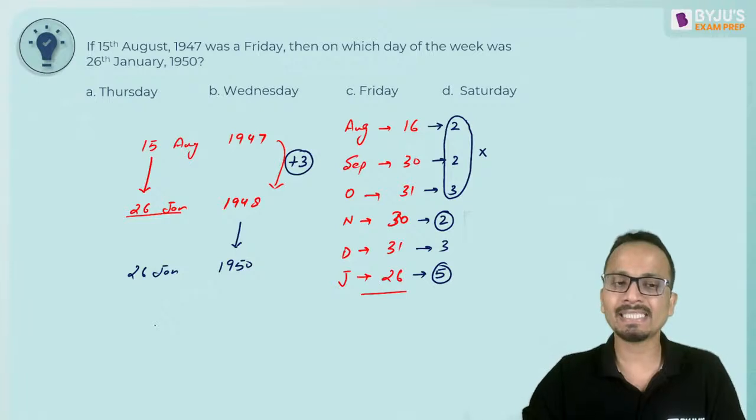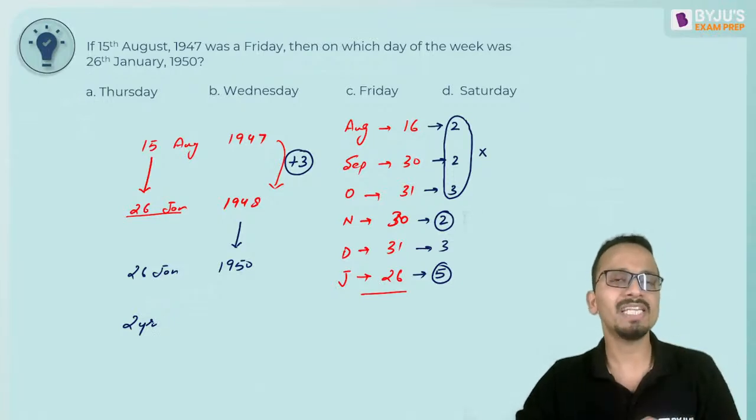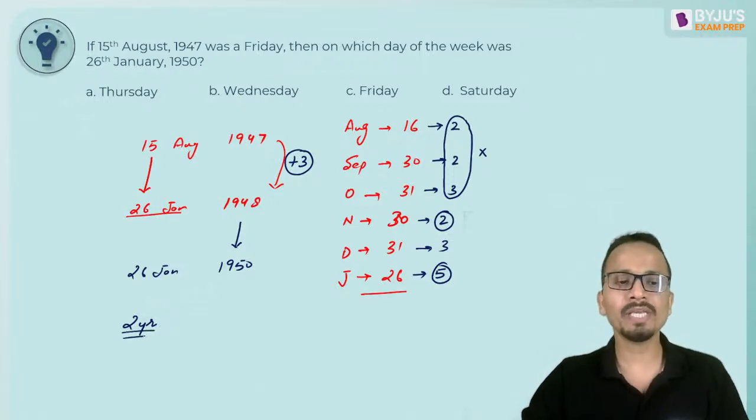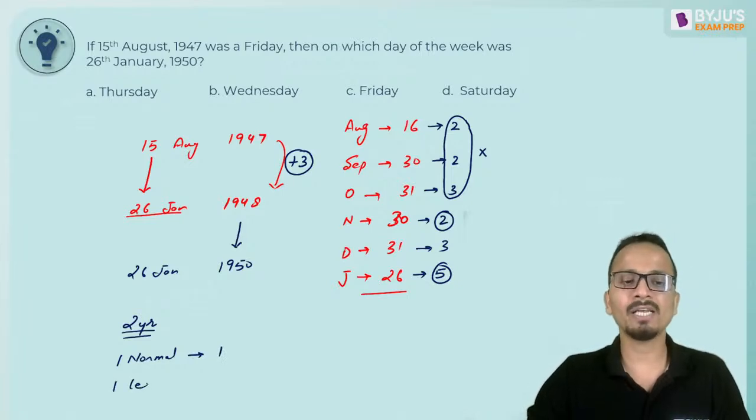So we are adding exactly 2 years. Now we are adding 2 years, but 1948 was a leap year. So out of these 2 years, 1 year is a normal year, in which the number of odd days is 1, and 1 is a leap year in which the number of odd days is 2. So adding this, we will get 3 odd days in this case.